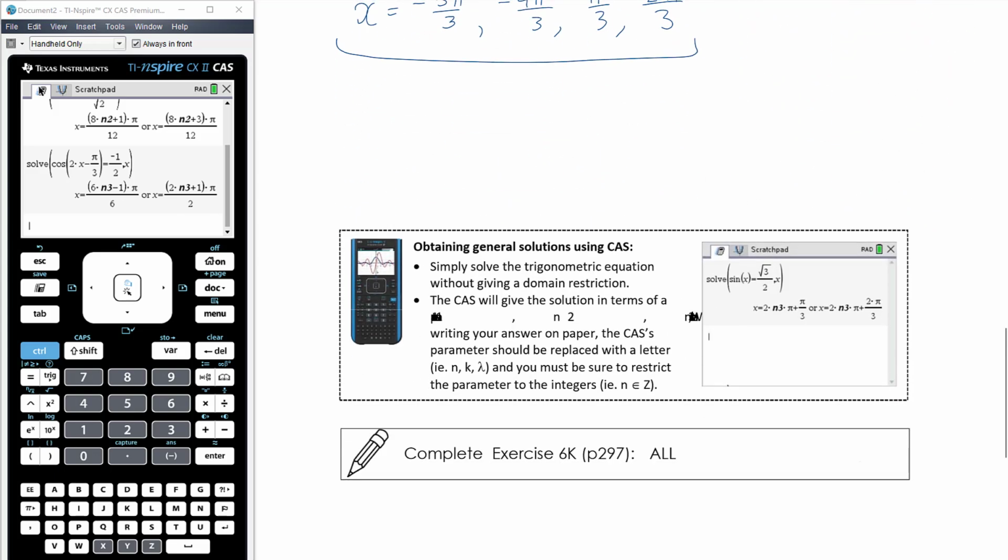Okay, again, obtaining general solutions using CAS. Oh, sorry, there's some notation that's gone a bit awry there in the little box you've got written there, but essentially just what we were doing. So solving without adding a domain restriction will give you a general solution. Please don't write n1, n2, n3 in your answers on paper, just write n and make sure that you add that n must be an integer when you express the general solution.